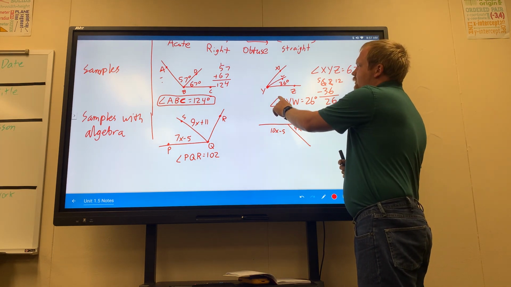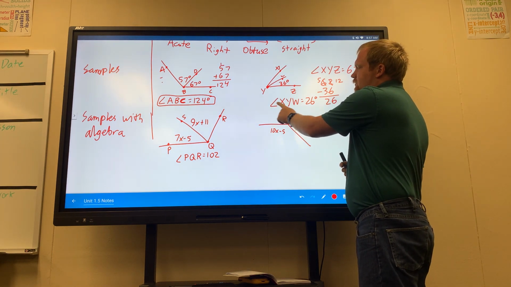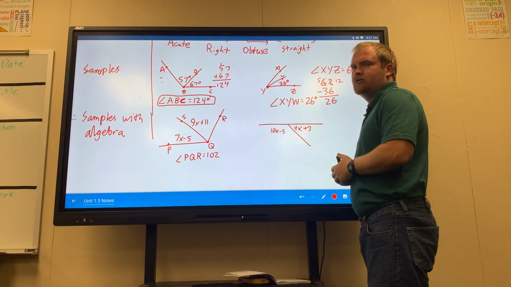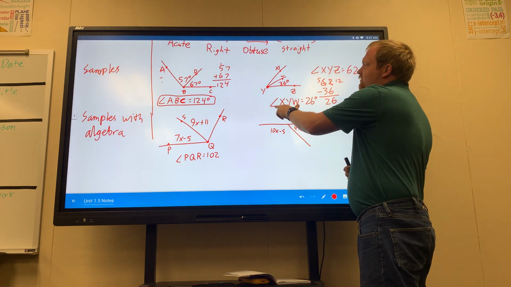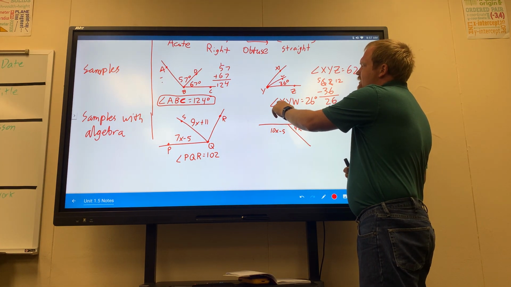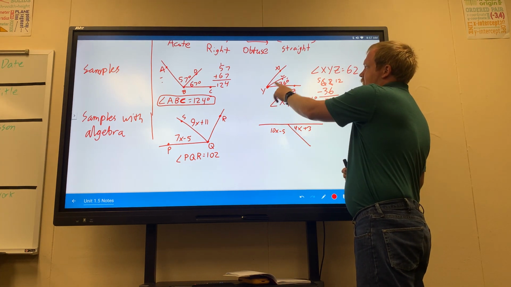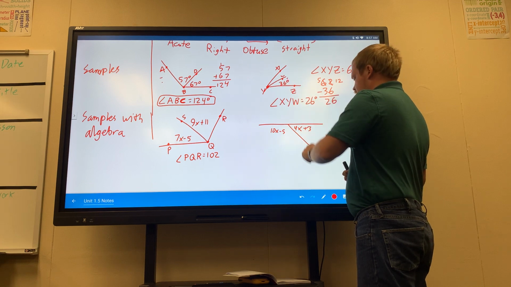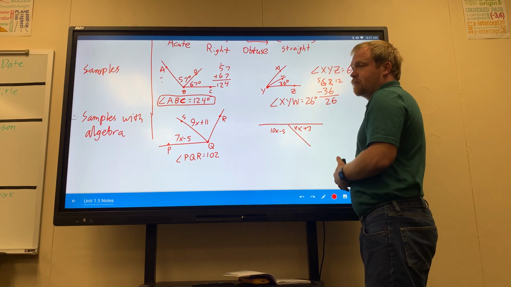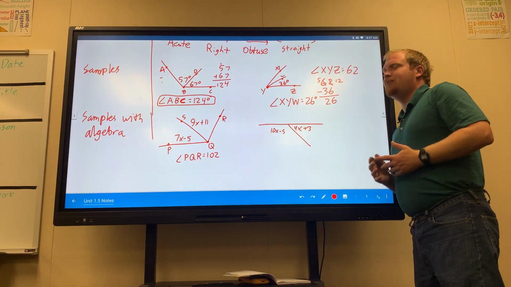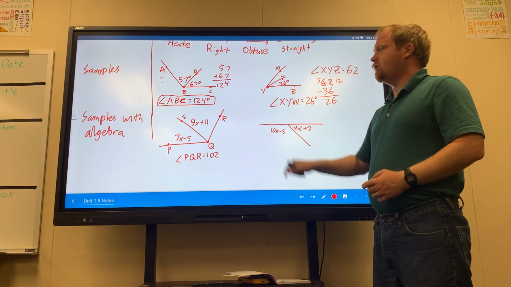One thing I do want you to keep in mind is that when we label angles, we label it like this, with a small little acute angle mark. That lets us know that this is angle XYW. So anytime we label angles, it's a little small acute angle.